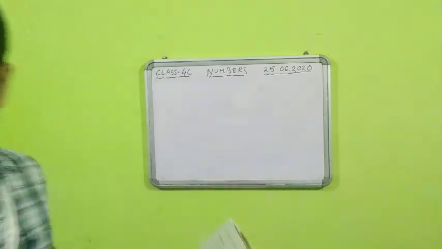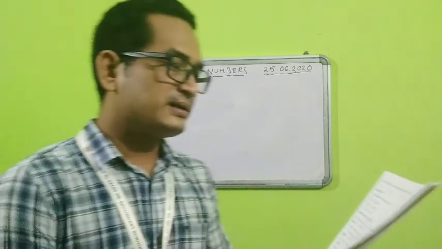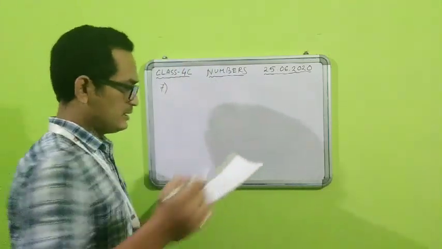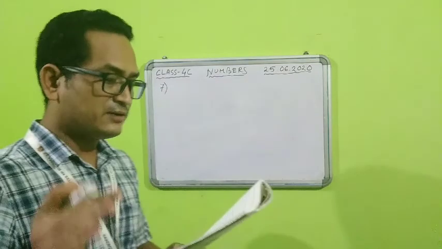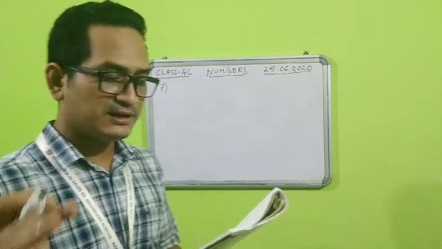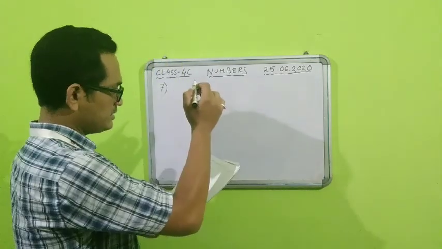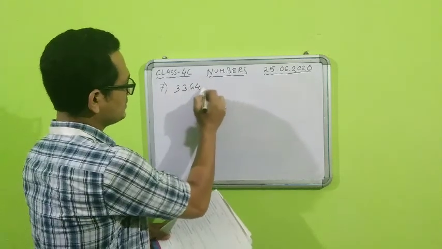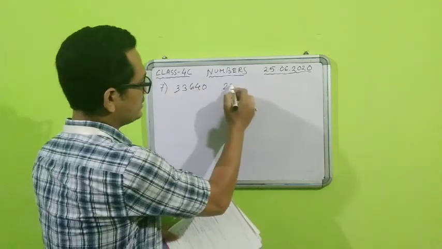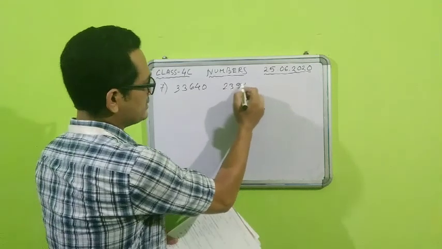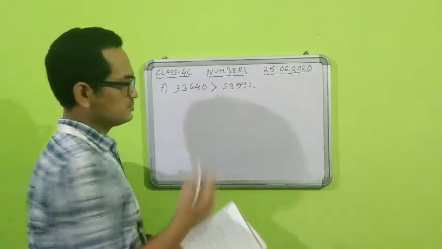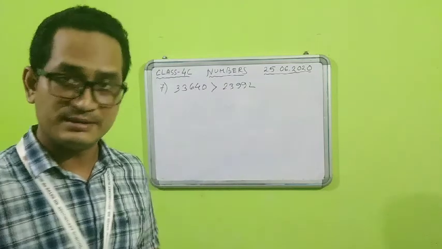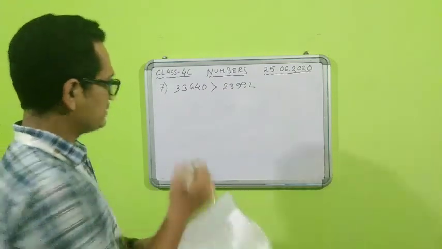Question number 7 says compare the given numbers using the symbols. So question number 7 is 33,640 and 23,992. If you see, students, 33,640 and the next one is 23,992. Which one is greater? Obviously the first one is greater, because that is 33,000 and this is 23,000. So that symbol will come.